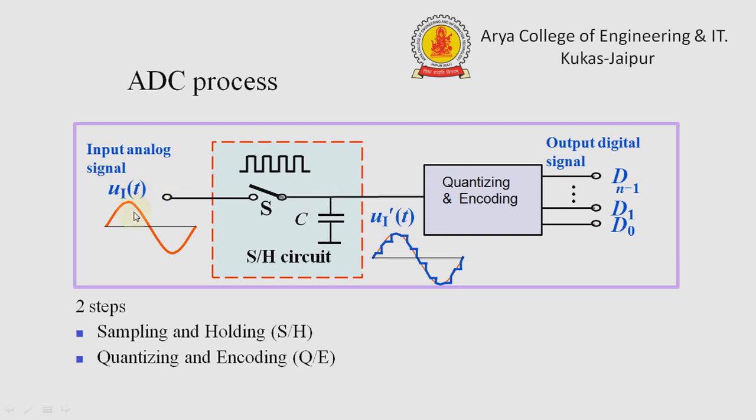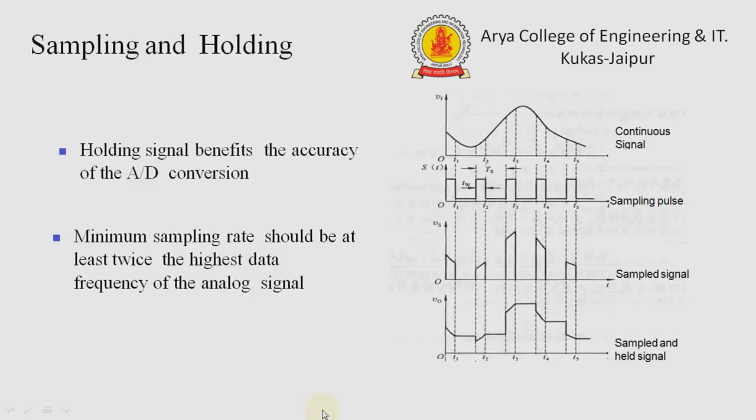Basically, we apply the input continuous signal or analog signal to a sample and hold circuit. In the sample and hold circuit, this continuous analog signal is converted into a sample and hold waveform, and then it is applied to quantizing and encoding, where for each sample and hold signal a quantum is applied, and then that quantum is encoded in 0 and 1 method. So basically there are two steps for the ADC process: sampling and holding, and quantizing and encoding.